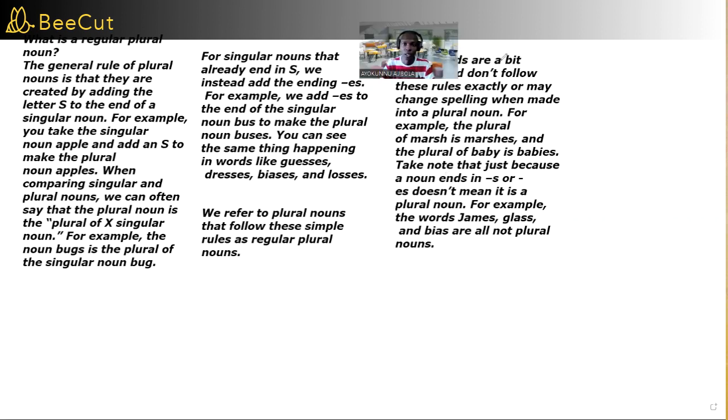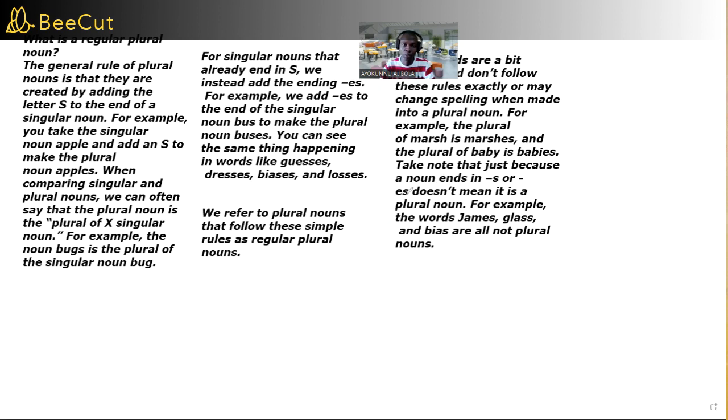Now, some words are a bit tricky and don't follow these rules, or may change spelling when made into a plural noun. For example, the plural of marsh is marshes. Marsh doesn't end in s, but it takes es. And for the plural of baby, baby ends in y, so you remove the y and change it to ies to make it plural.